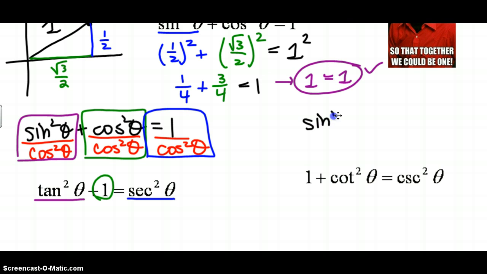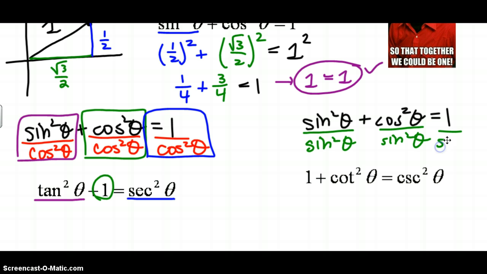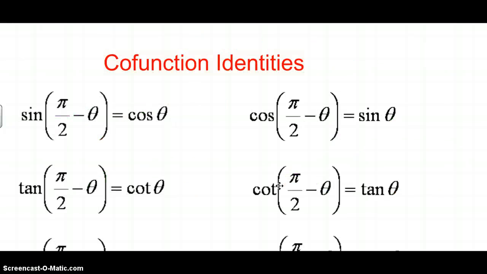Likewise, if I start again with sine squared plus cosine squared is equal to 1, and this time I divide everything through by sine squared. Sine squared divided by sine squared, that's going to give me 1. Cosine squared divided by sine squared will give me cotangent squared. And 1 divided by sine squared gives me its reciprocal, cosecant squared. So there's really no need to memorize these two. Well, there's no need for you guys to memorize any of them because you get your identity sheet. But it does help to understand where they come from and how you can derive them on your own if you need to.